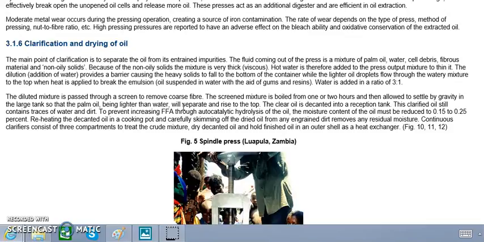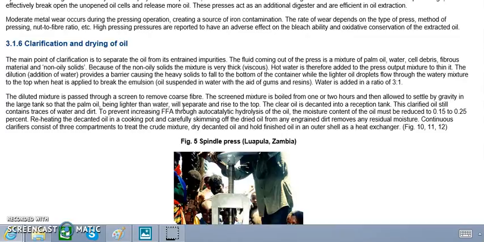So the dilution provides a barrier causing the heavy solids to fall to the bottom of the container, while the lighter oil droplets flow through the watery mixture to the top when heat is applied to break the emulsion. So when you have oil in water, it is called an emulsion. If you have water in oil, it's also an emulsion. So heat is a legitimate way of breaking emulsions. There are other ways, but obviously since this is food, you can't use chemicals to try to break the emulsion. It's better to use heat.